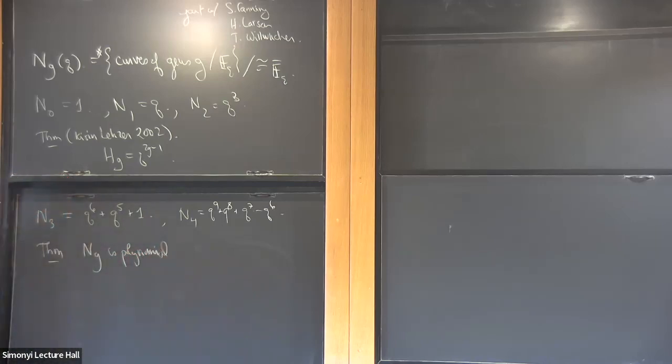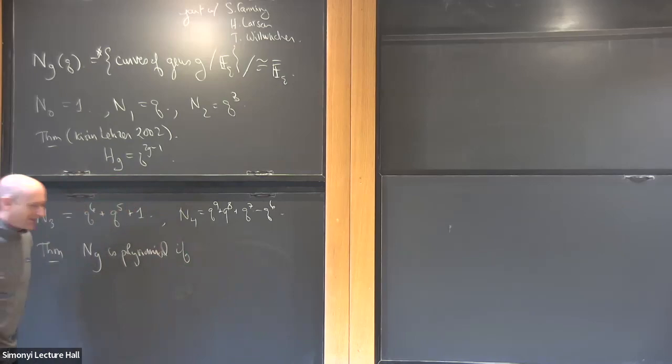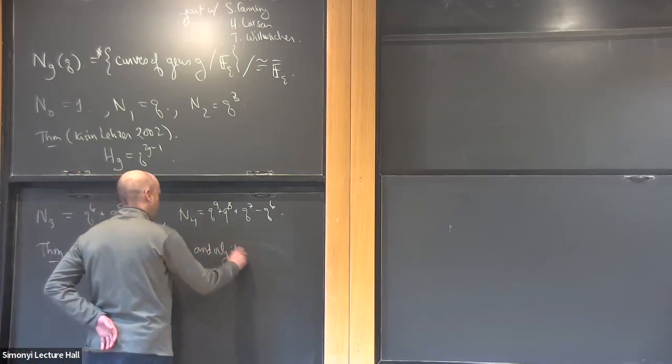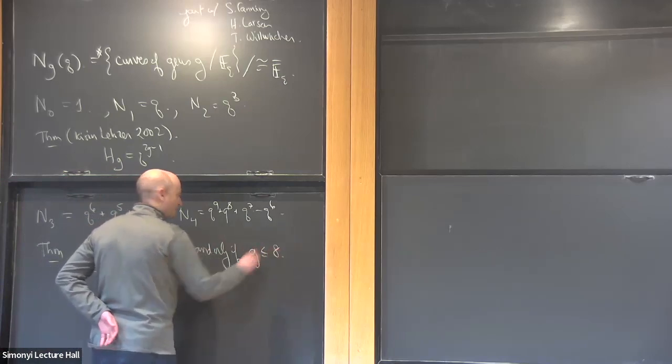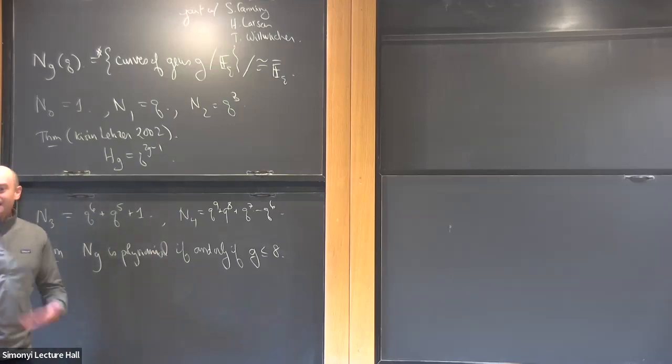And if that sounds too good to be true, it's because it's not true. So if, okay, and only if g is less than or equal to 8. So there's 4 more polynomials that we don't know, and 5 and 6 and 7 and then 8, and then something else happens. To tell you what happens.